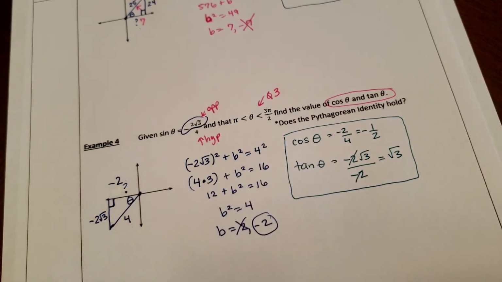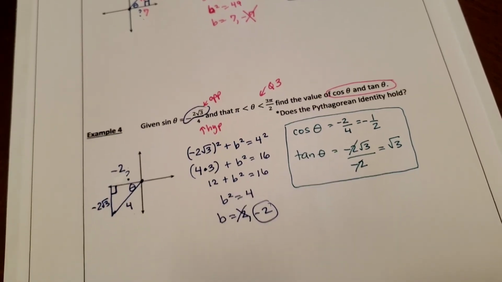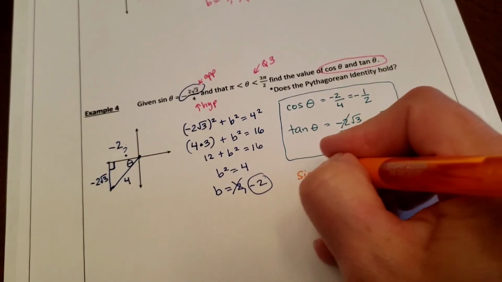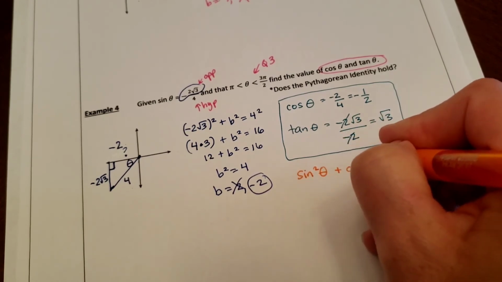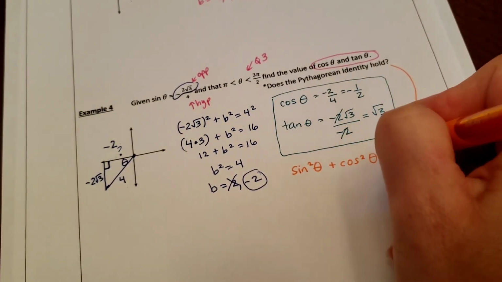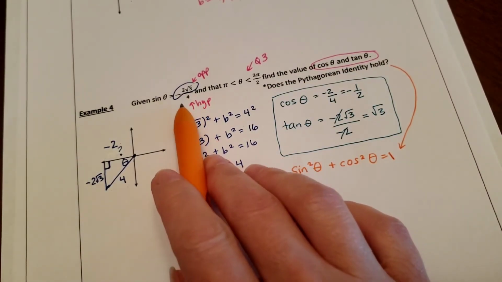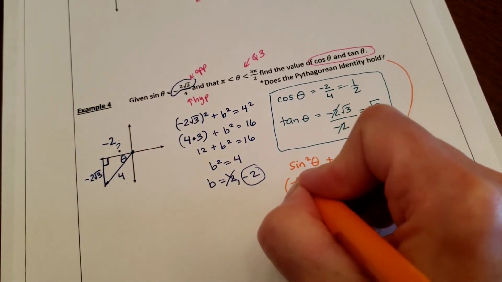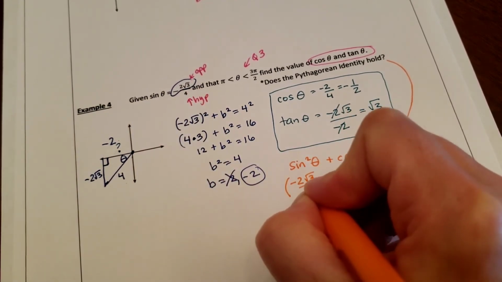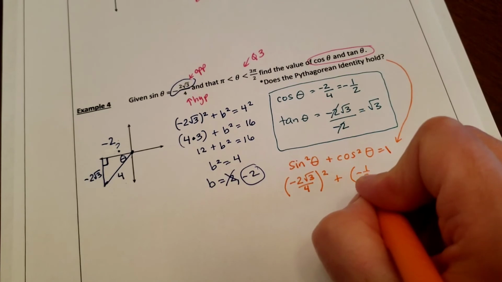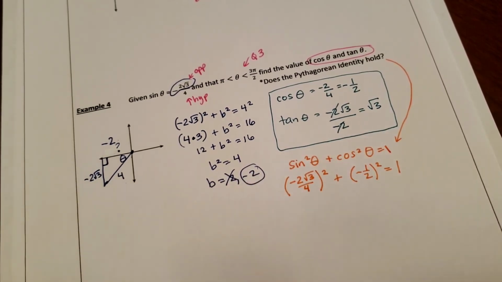And then this problem does ask if the identity holds, so we're going to go ahead and work that out below. The identity is not involving tangent. There are other identities that involve tangent, but we're just doing sine squared plus cosine squared. So we're going to do sine squared theta plus cosine squared theta equal to 1. So we're doing this part right here. So sine is negative 2 rad 3 over 4, and we're going to square that. Plus cosine, we got negative 1/2 squared, and we're hoping to see if we get a 1.